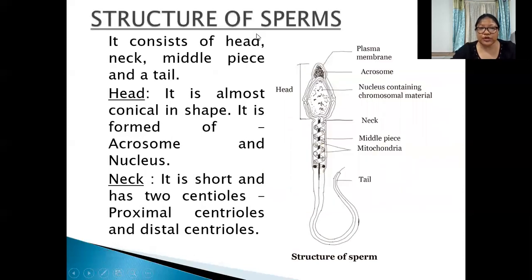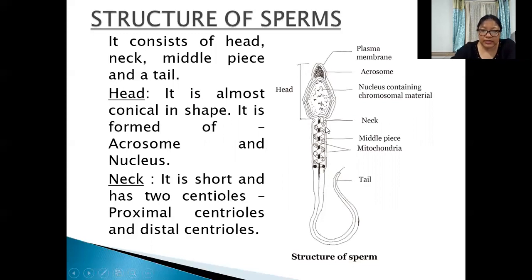Now we will see the structure of sperms. It consists of head, neck, middle piece, and a tail. Which is the head? This is the head. This entire portion is known as the head. It is almost conical in shape. You can see that this shape looks almost conical. And it is formed of two things. One is the acrosome. This is known as the acrosome. And the other is the nucleus. The nucleus contains the chromosomal material in it.